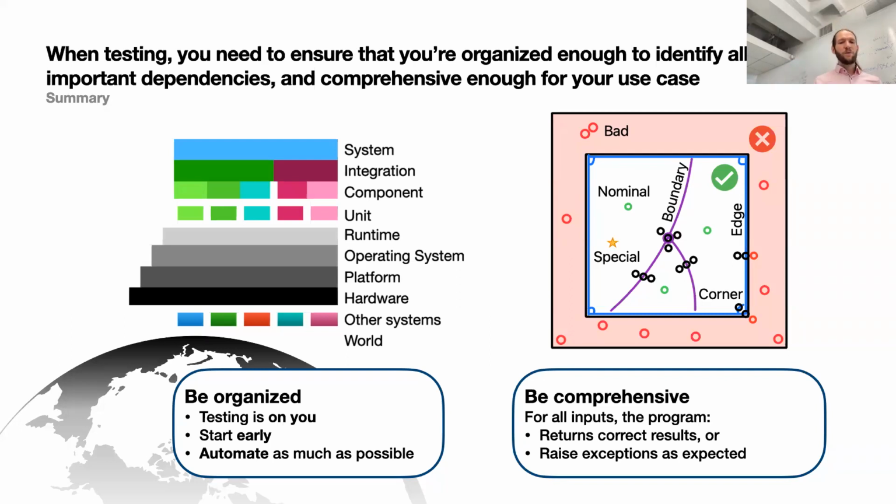And if you get the chance, automate those tests. In the second part, we've talked a little bit about how to write a comprehensive test suite. So we've looked at good inputs and their correct results, and bad inputs and the expected ways that they raise exceptions, and how to identify test cases like middle of the road, boundaries, edge and corner cases, and those special cases.